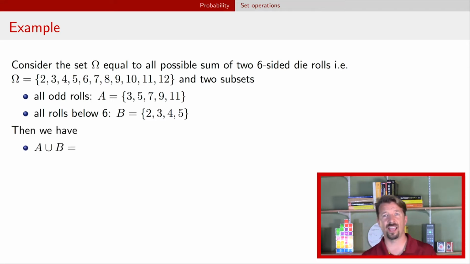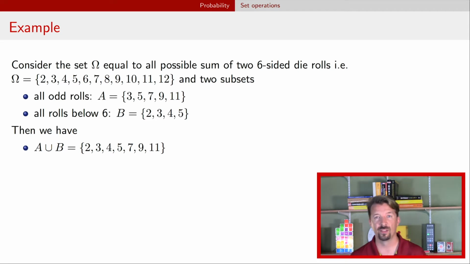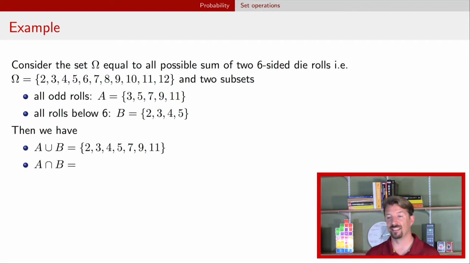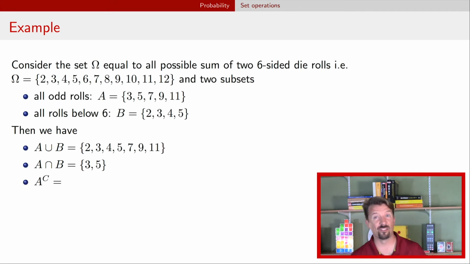If you take A union B, again, that's all the elements in A and in B. So that is just the set 2, 3, 4, 5, 7, 9, and 11. You can take the intersection of A and B. That's just the elements that are both in A and in B. That is the elements 3 and 5. A complement, as a reminder, you're thinking about this in the context of the universal set or sample space. In this case, that is the integers 2 through 12. So A complement is just all those numbers that aren't odd. So it's all those even results. So 2, 4, 6, 8, 10, and 12.